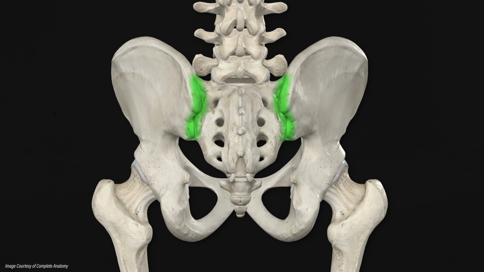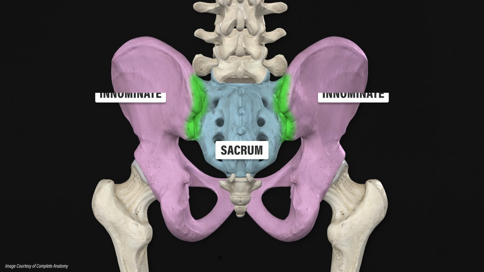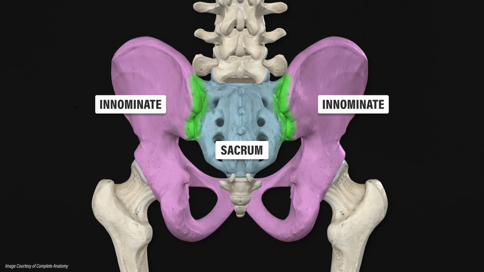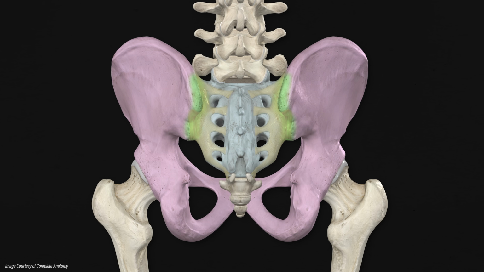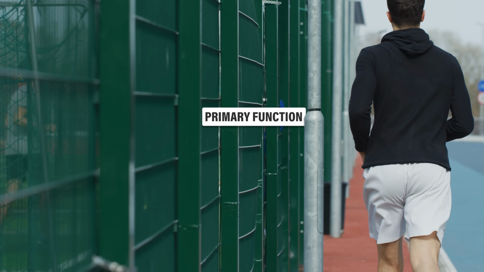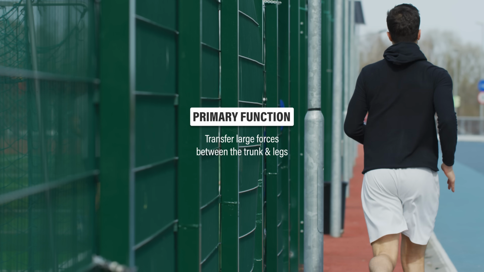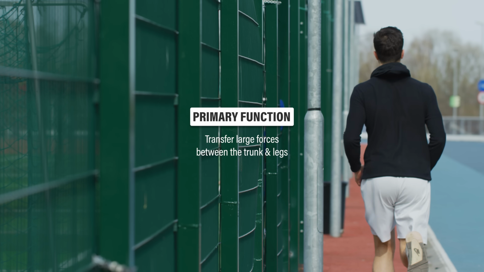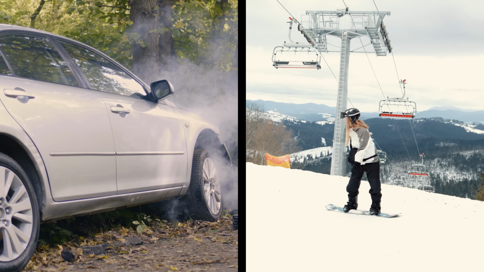The sacroiliac joint refers to the connection between your sacrum, the triangle-shaped bone at the base of your spine, and your innominate or pelvic bone. There are two joints, one on each side. The joints are strongly reinforced by the surrounding ligaments and further supported by various muscles and connective tissue, such as the gluteus maximus and thoracolumbar fascia. A primary function of the sacroiliac joint is to transfer large forces between the trunk and legs.